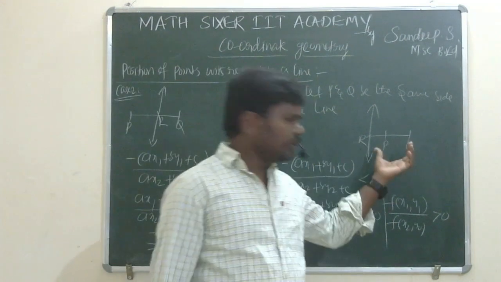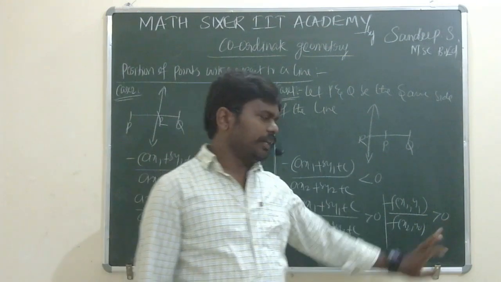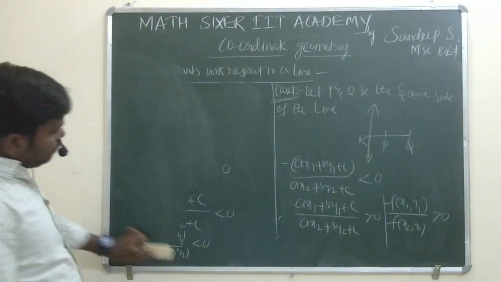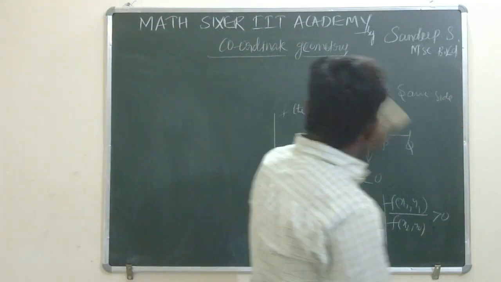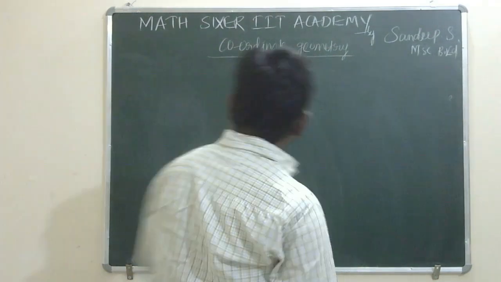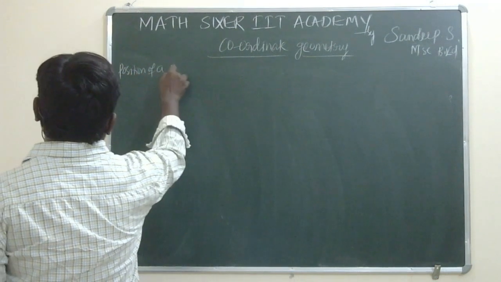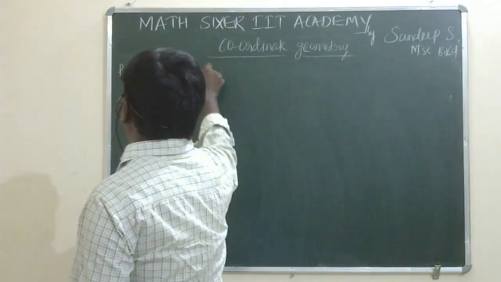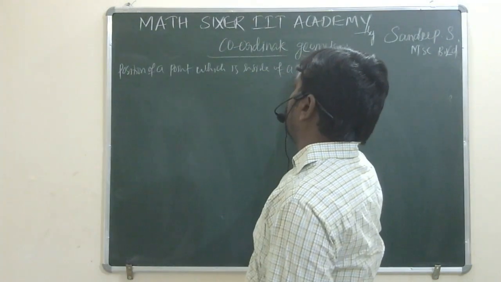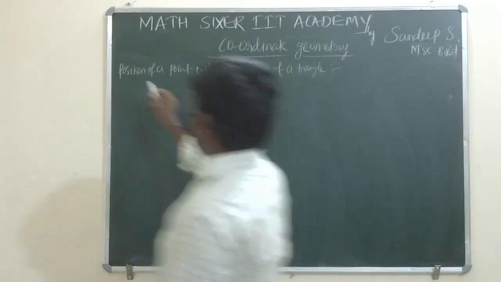So the condition for the same side of the line is f of x1, y1 by f of x2, y2 is greater than 0. Okay, so this is an important one. So the next concept is the position of a point in a triangle. Position of a point which is inside of a triangle.